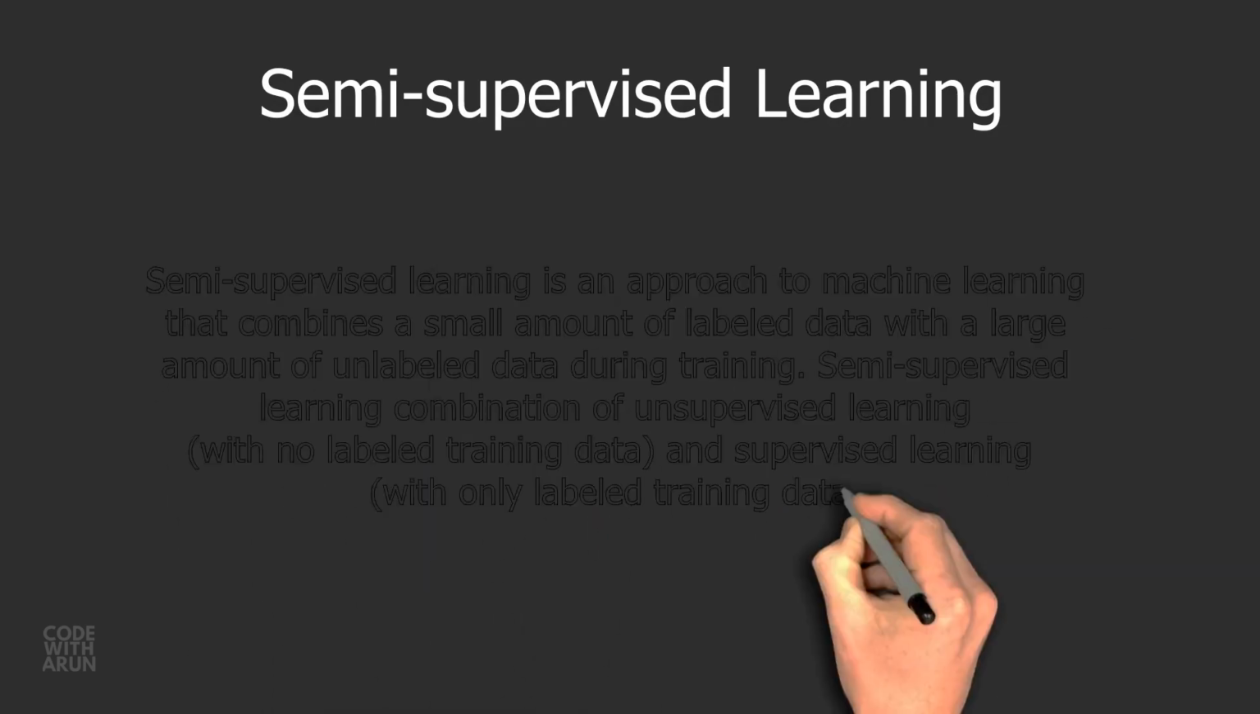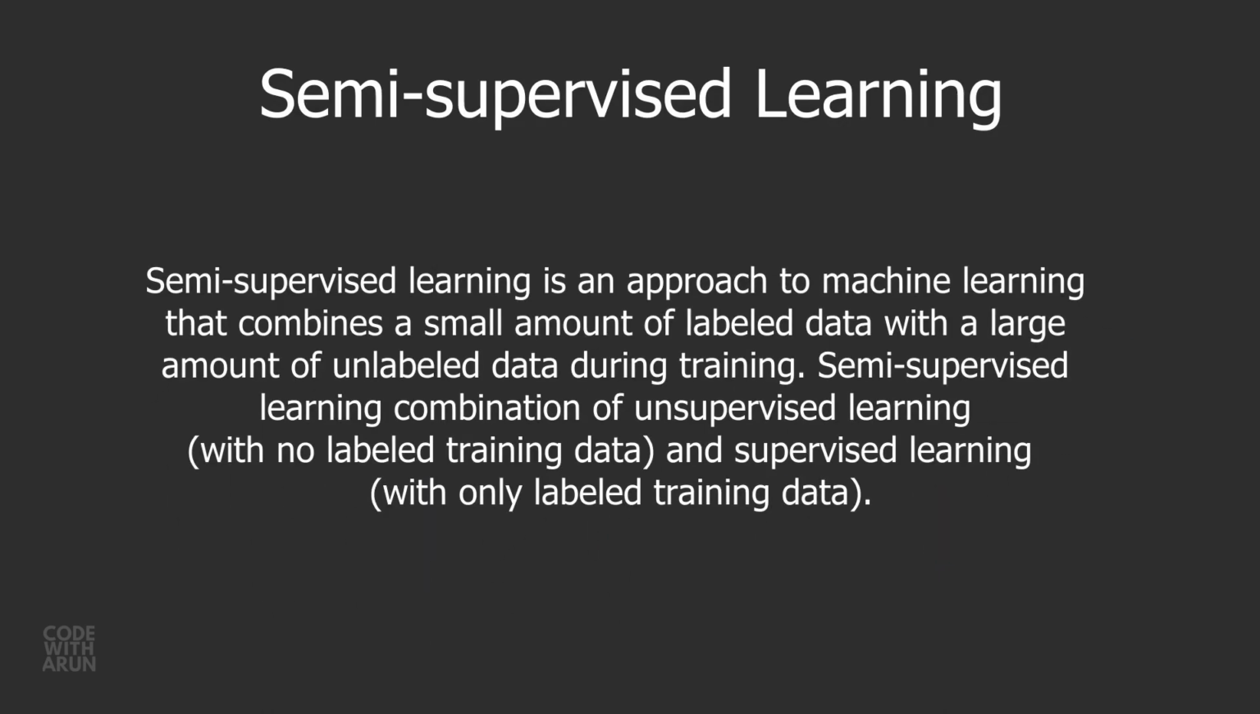Semi-supervised learning. Semi-supervised learning is an approach to machine learning that combines a small amount of labeled dataset with a large amount of unlabeled dataset during training. Semi-supervised learning is a combination of unsupervised learning and supervised learning.